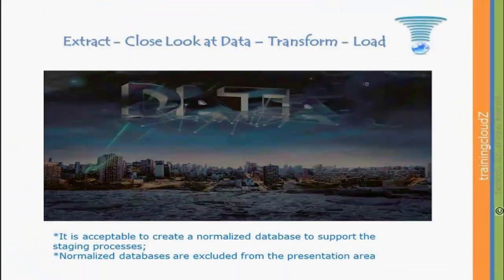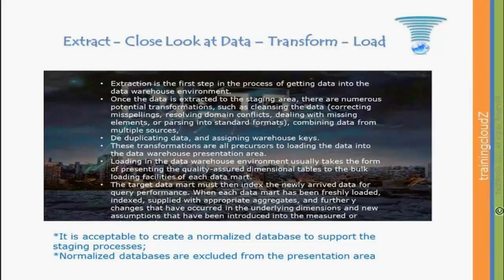So it is acceptable to create a normalized database to support the staging area. So the staging area is an exact replica of your source. Normalized databases are excluded from the presentation area. So the same normalized database is never going to be used by business intelligence tools to get the data and process it. So the staging area, still remember, is the kitchen stadium. You are the one who has access. No one else has the access.